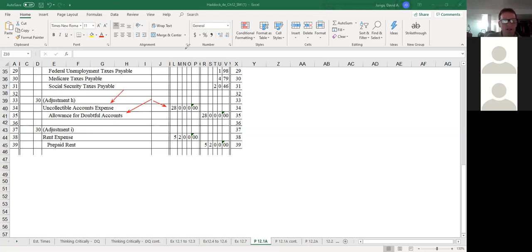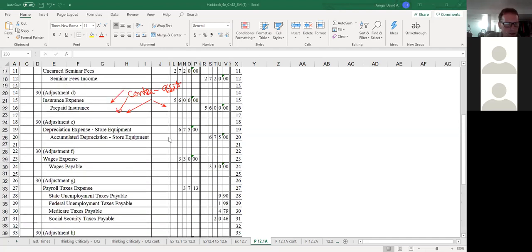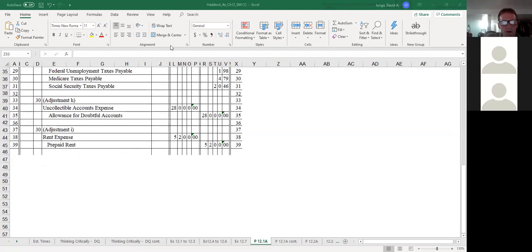But again, the new thing about this entry is this account right here. This allowance account is a contra asset, just like accumulated depreciation. Let me pull this up. Go back to the accumulated depreciation up on letter E. That's also a contra asset. They work the same way. So of course, here's your entry. Debit the 28,000, credit 28,000: debit your uncollectible accounts expense and credit allowance for doubtful accounts.